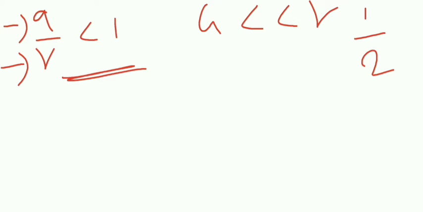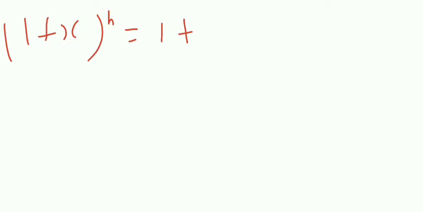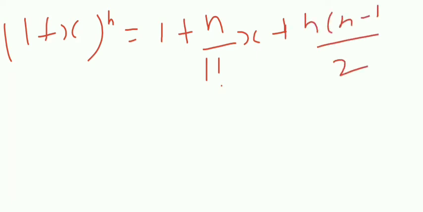So what is the binomial theorem? We know the binomial theorem is 1 plus x, whole power n, is equal to 1 plus n by 1 factorial x plus n into n minus 1 by 2 factorial x squared, and like that it will go.